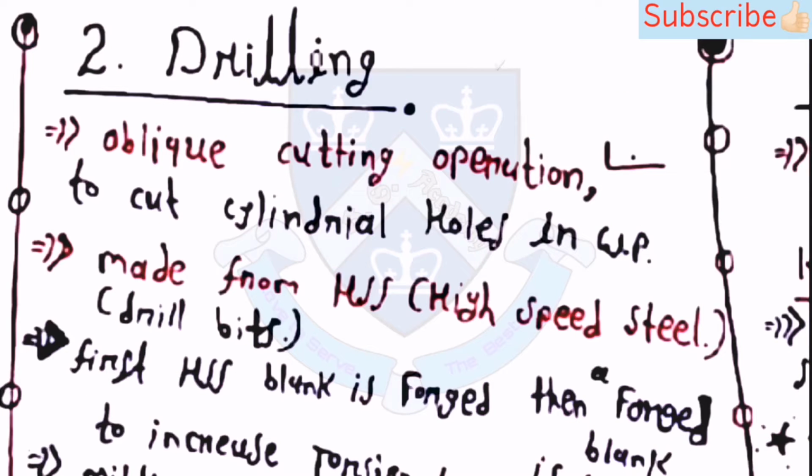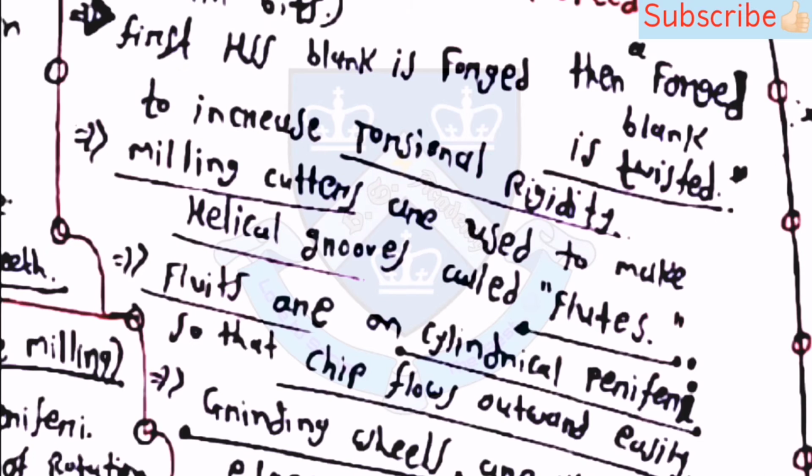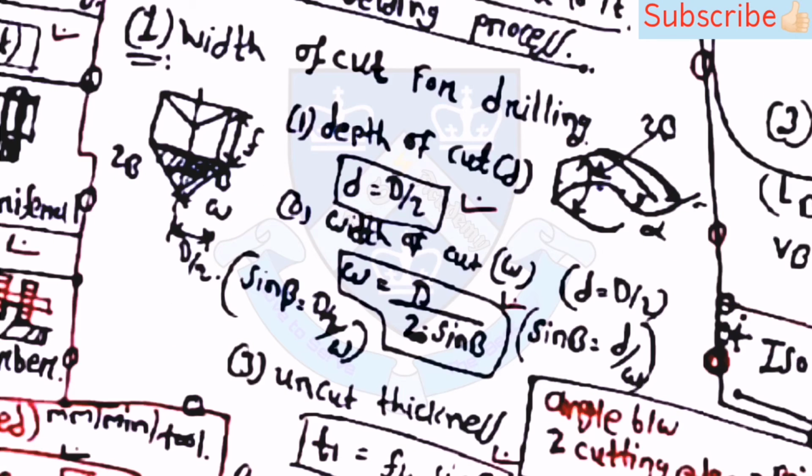Now coming towards the second operation, which is drilling. It is an oblique cutting operation to cut cylindrical holes in the workpiece, and the drill is made from HSS. First an HSS blank is forged, then the forged blank is twisted to increase the torsional rigidity. Then milling cutters are used to make helical grooves called flutes, and the flutes are on the cylindrical periphery so that the chip flows outward easily.